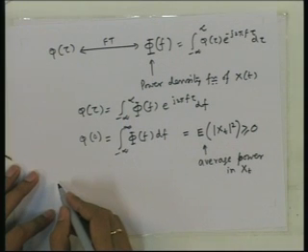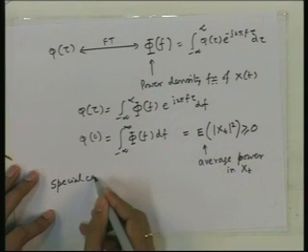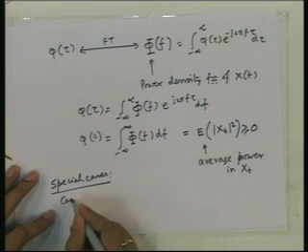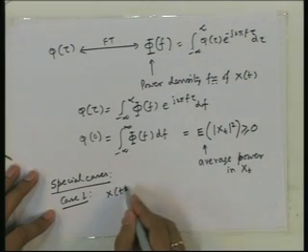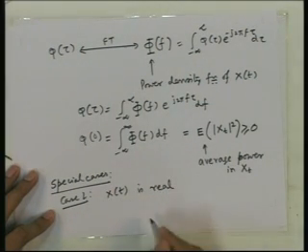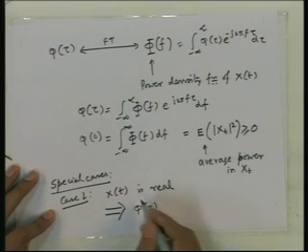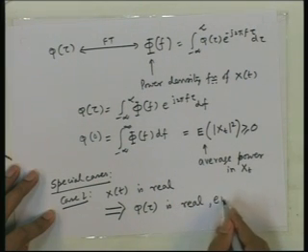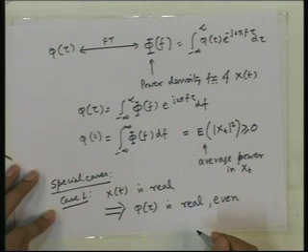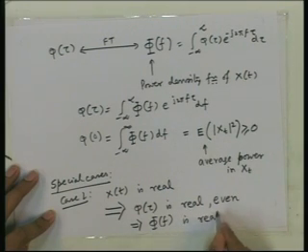Now, we can see some special cases. Common special cases are when xt is real. That will mean that phi tau is real and an even function. So, phi f, the power density spectrum, will also be real and even.